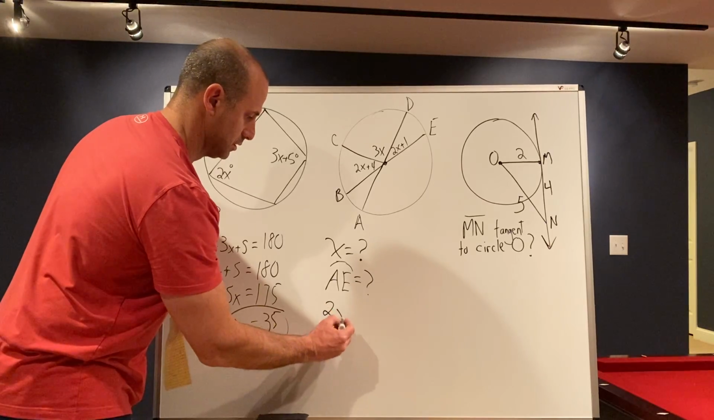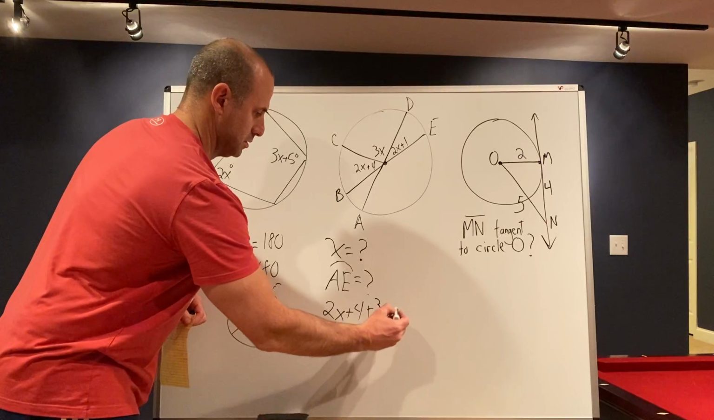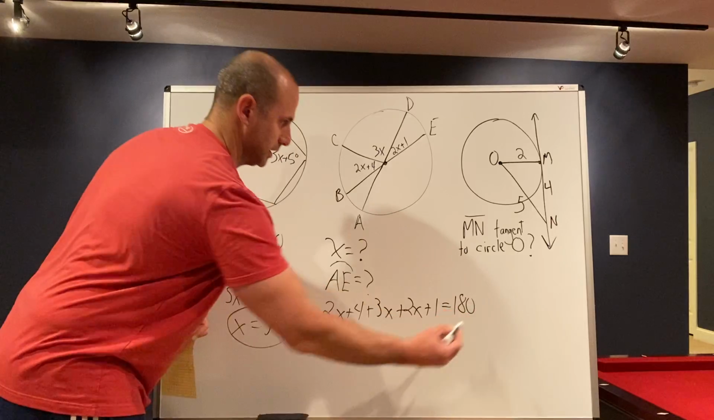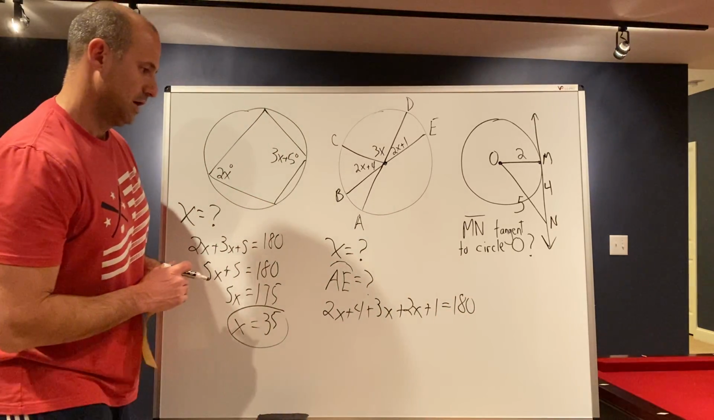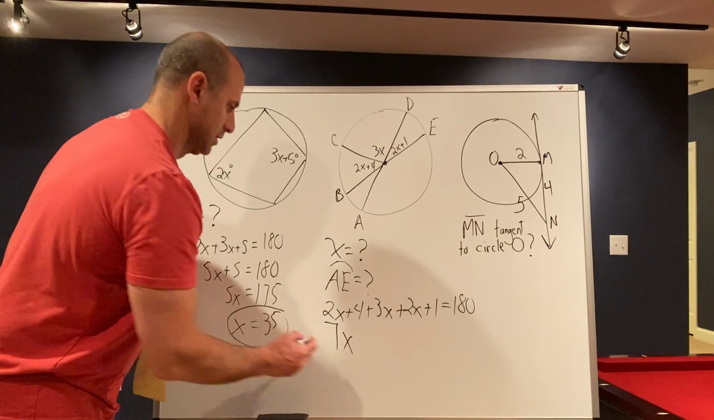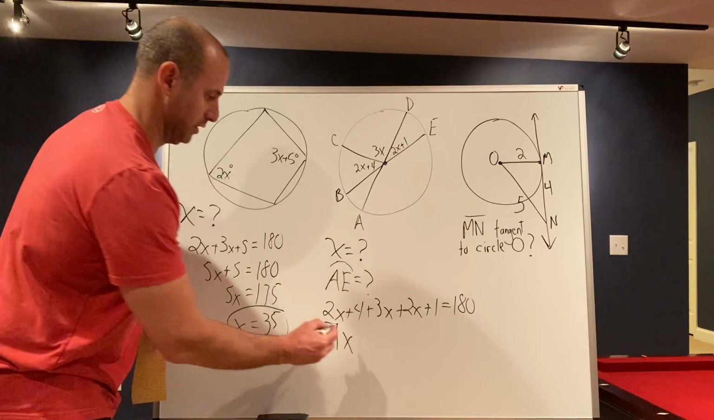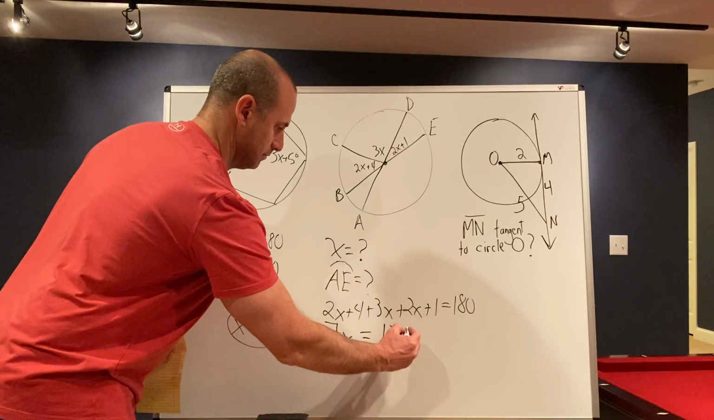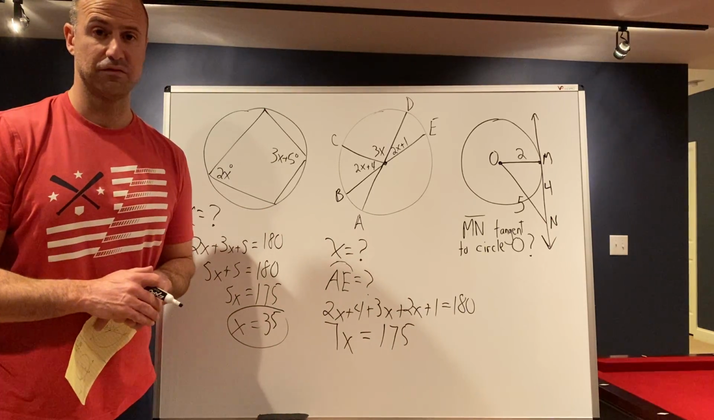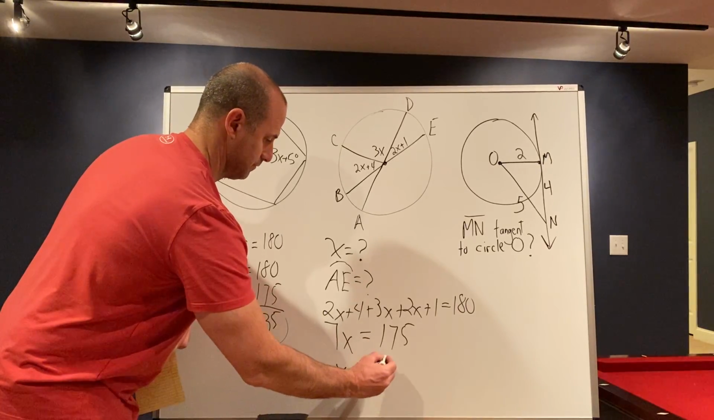2X plus 4 plus 3X plus 2X plus 1 is 180. Kind of running into my other problem over there. That's okay. Looks like we're going to end up with 7X. And then if I take the 4 and the 1, which is 5, and subtract it, I get 175 coincidentally again, just like that last problem. And if you divide 175 by 7, you end up with 25.